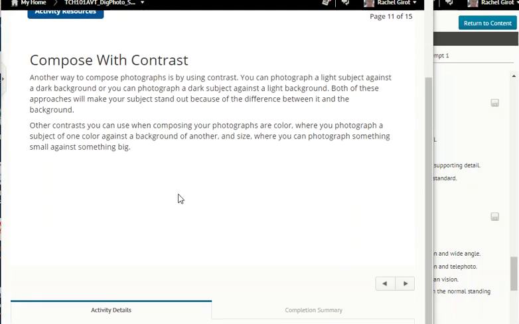Compose with contrast. Another way to compose photographs is by using contrast. You can photograph a light subject against a dark background, or you can photograph a dark subject against a light background. Both of these approaches will make your subject stand out because of the difference between it and the background. Other contrasts you can use when composing your photographs are color, where you photograph a subject of one color against a background of another, and size, where you can photograph something small against something big.